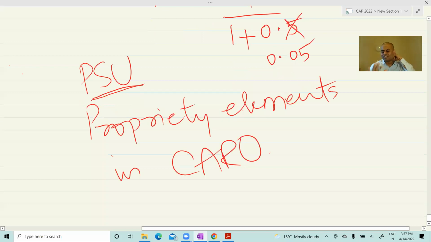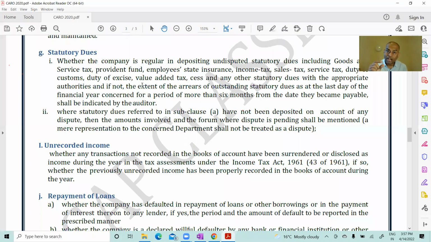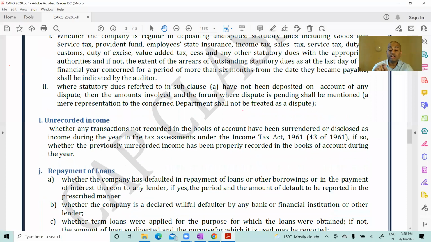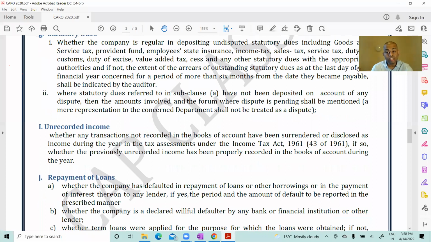This question is there only for final students, not for inter students. For inter students, propriety audit is there as a part of government audit in your lecture 13, but that does not have anything about CARO. Okay, so you are safe. Leave it. Unrecorded income is a new point. So let us focus more on the new points first. If time permits, then we'll go and discuss old points also.